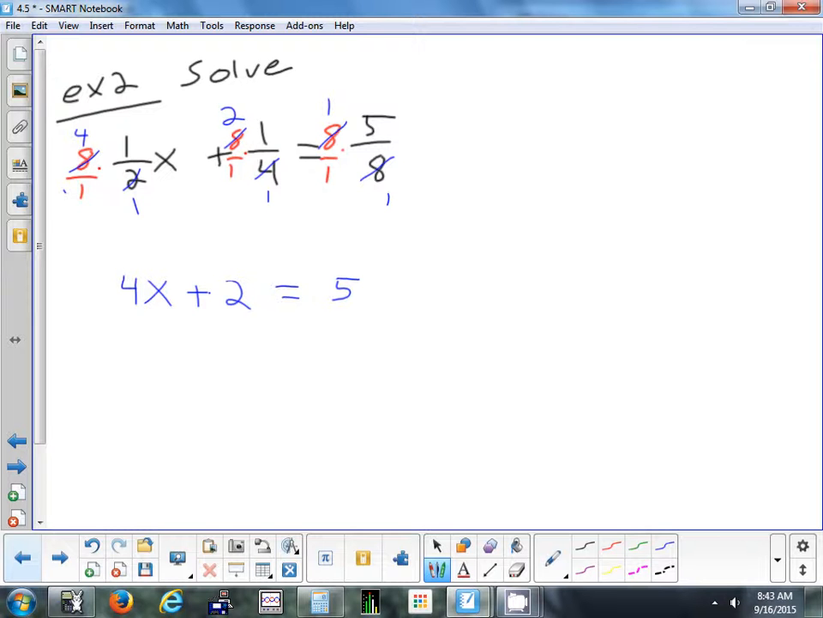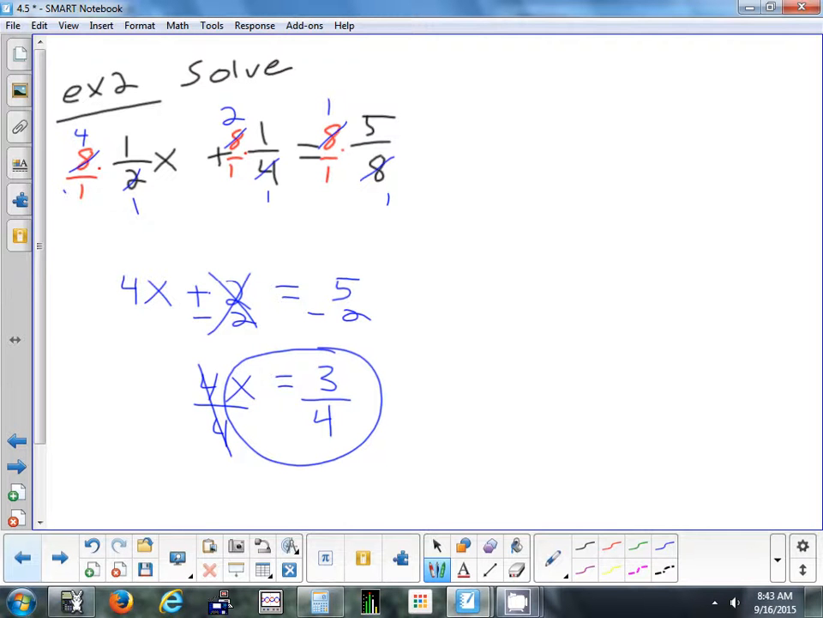Victor, what's my first step here? Subtract 2. Good. Subtract 2. Okay, and 5 minus 2 gives me 3. And last step. Then I'm done. You divide, right? Yep. I don't know what to divide by yet. Let's divide by 4. Okay, and what do you get for x? x equals 3 over 4.